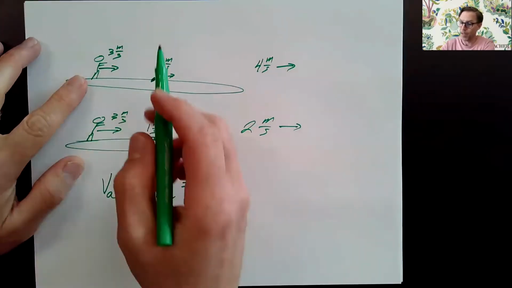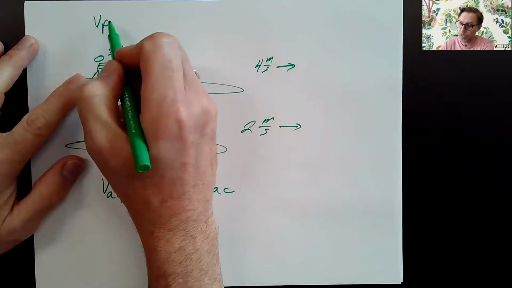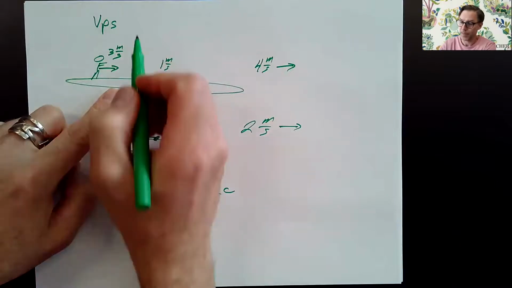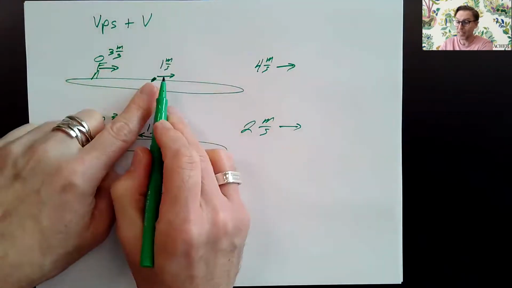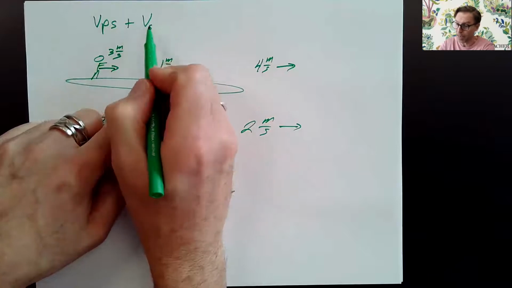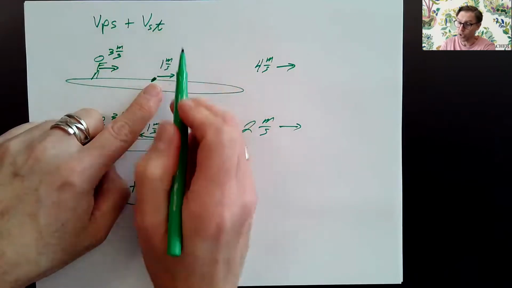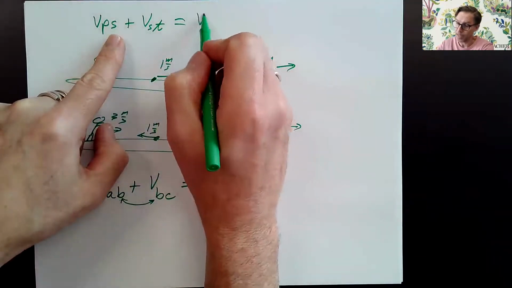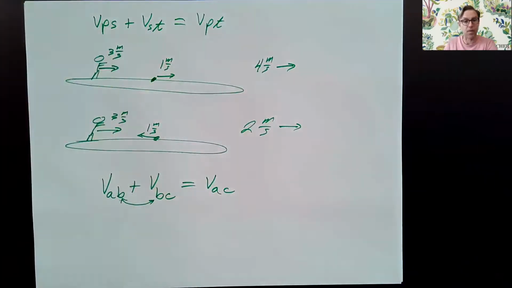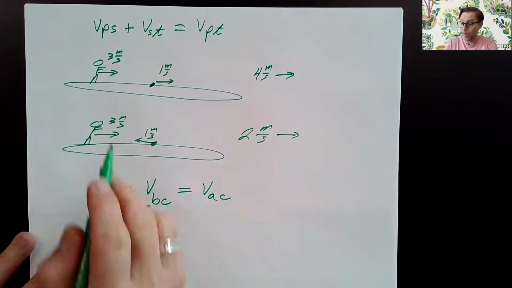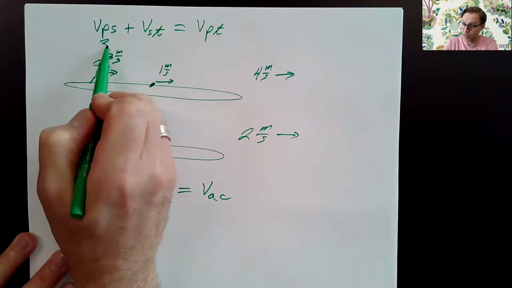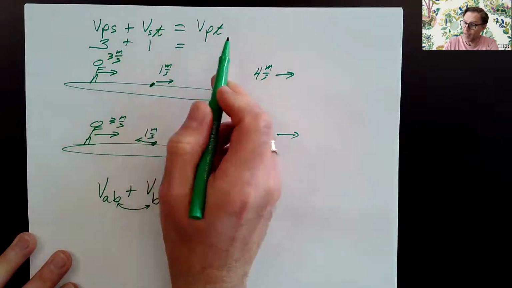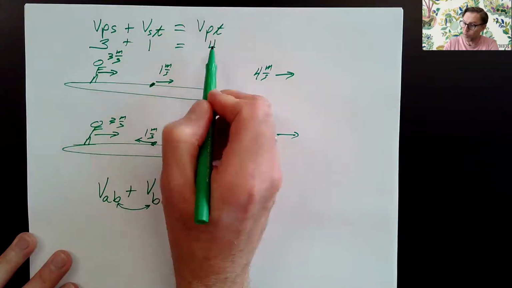So how would I do this here? This is the velocity of the person with respect to the sidewalk. And now I'm talking about the sidewalk itself moving, the velocity of the sidewalk with respect to the terminal. The S's are adjacent, so that gives me the velocity of the person with respect to the terminal. So the velocity of the person with respect to the sidewalk is 3. The velocity of the sidewalk with respect to the terminal is 1. And that gave me the velocity of the person with respect to the terminal is 4.